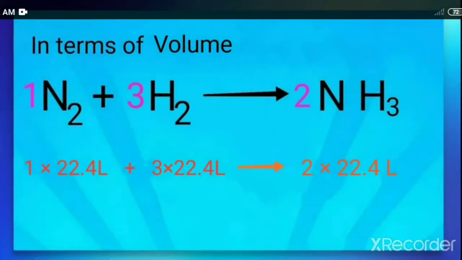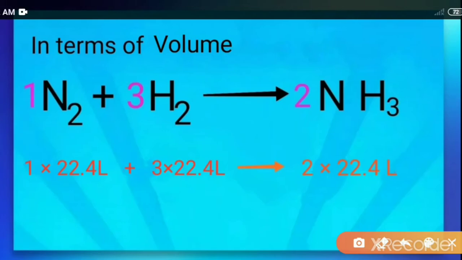Let us define this in terms of volume, because this is only applicable for gases. We can define in terms of volume, and as we have discussed in the mole concept, at standard temperature and pressure, 1 mole of any gas has 22.4 liter of volume. That means if the gas is nitrogen, hydrogen, ammonia, any gas at standard temperature and pressure, it occupies 22.4 liter volume. So how do we define this reaction in terms of volume?